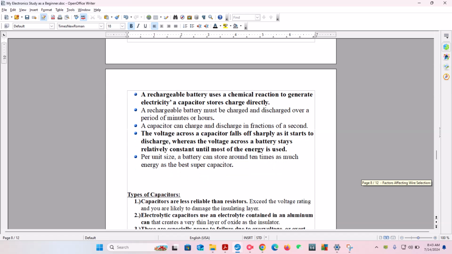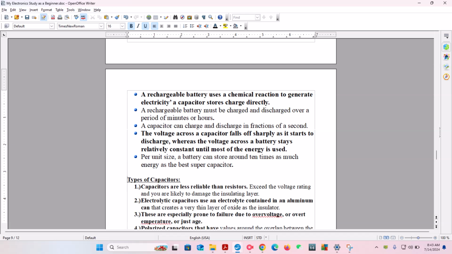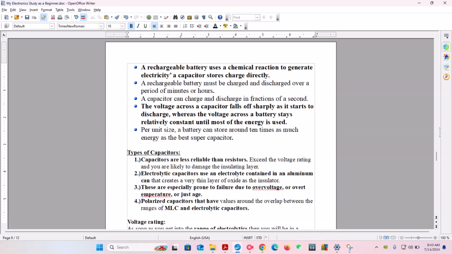Now let's talk about some types of capacitors. The first one: capacitors are less reliable than resistors. If you exceed the voltage rating, you are likely to damage the insulating layer.